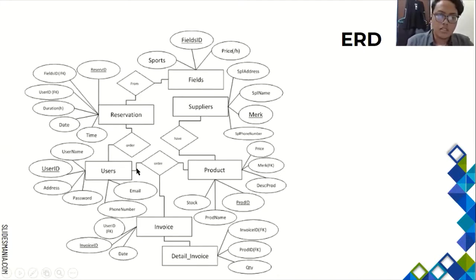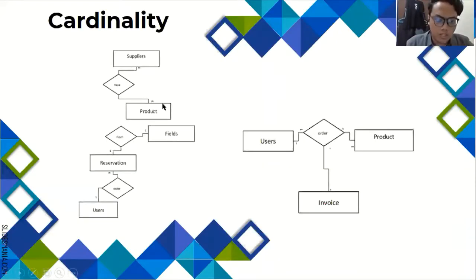Second services is user can order product, so it can have invoice table which have detailed invoice to contain product and quantity or stock. So in the product we can have also stock data from suppliers. This is the cardinality. So the product can have many suppliers and supplier can have many product.